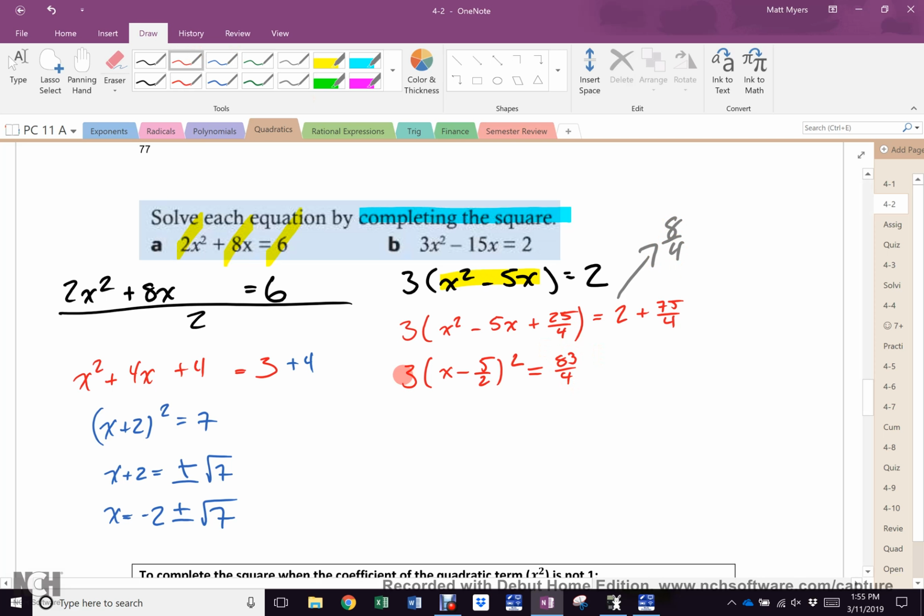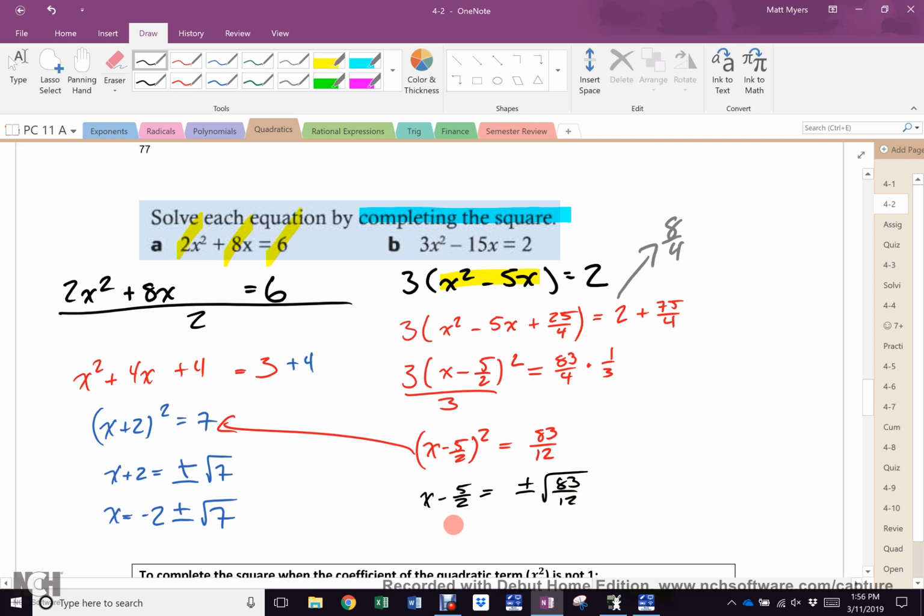Now, does that 3 bother us still? Bothers me. How do I get rid of it? I divide by 3, and now I've got x minus 5 over 2 squared, right? What do I got to do to this side? Divide by 3. Isn't that the same as multiplying by 1/3? 83 over 12. Now, does this look exactly like that? Yep. What do I do? Square root both sides. And I'm done.